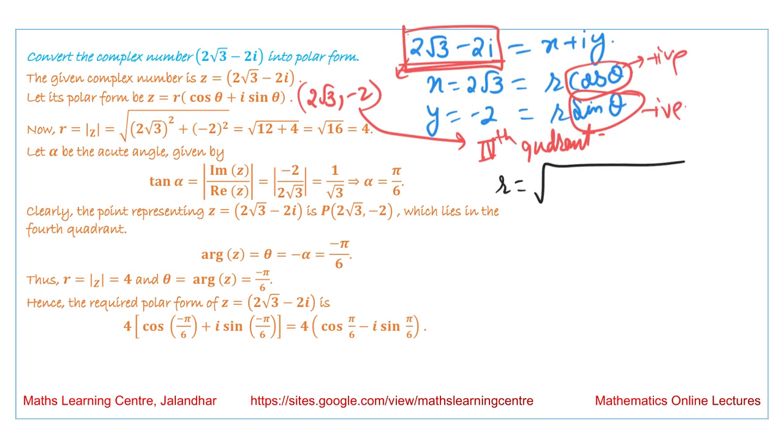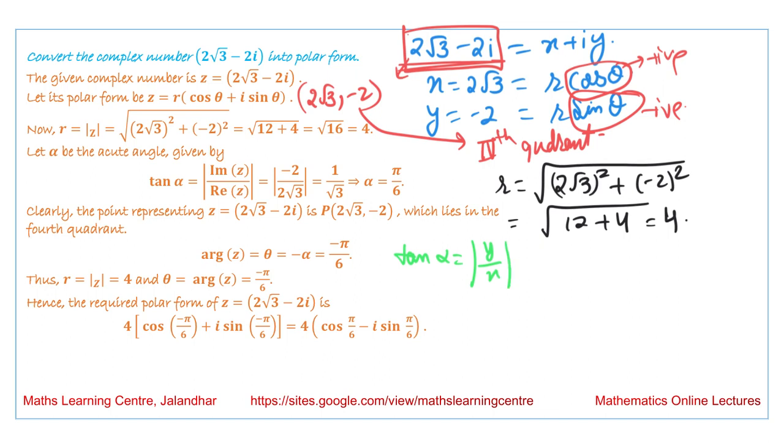So r is equal to square root of (2 root 3) square plus (minus 2) square, that is equal to square root of 12 plus 4, that is 16, and this comes out to be equal to 4. Next we have to calculate tan alpha, which is equal to mod of y by x, that is mod of minus 2 by 2 root 3. This is equal to 1 by root 3. So the value of alpha we obtain is pi by 6.